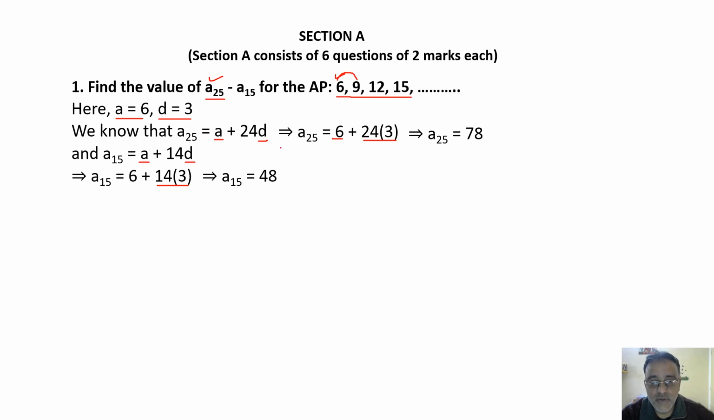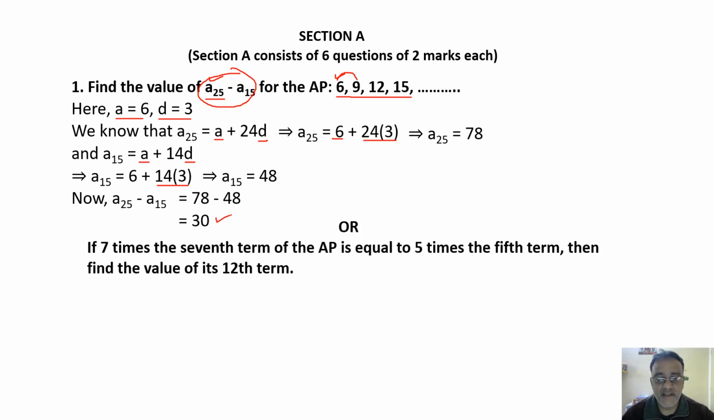Right. So both values we got. Now we are going to subtract these two. So A25 minus A15 is 78 minus 48, and the final answer is 30. Right. So this is the first question, and one internal choice question is there. So this is the internal choice question.